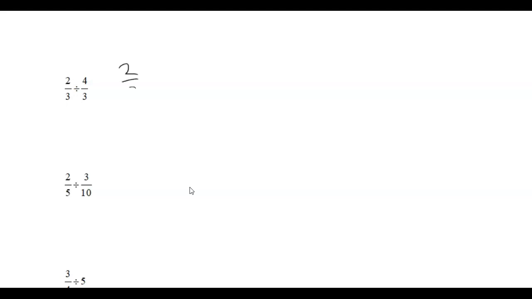So we've got 2/3 divided by 4/3. Okay, so we keep the first fraction, we change the sign, so it's not a division now, it's a multiply, and we flip the second fraction. So instead of 4 over 3, it becomes 3 over 4. And now it's a multiplication, so we multiply the numerators. So 2 times 3, which gives you 6, and then 3 times 4, which is 12.